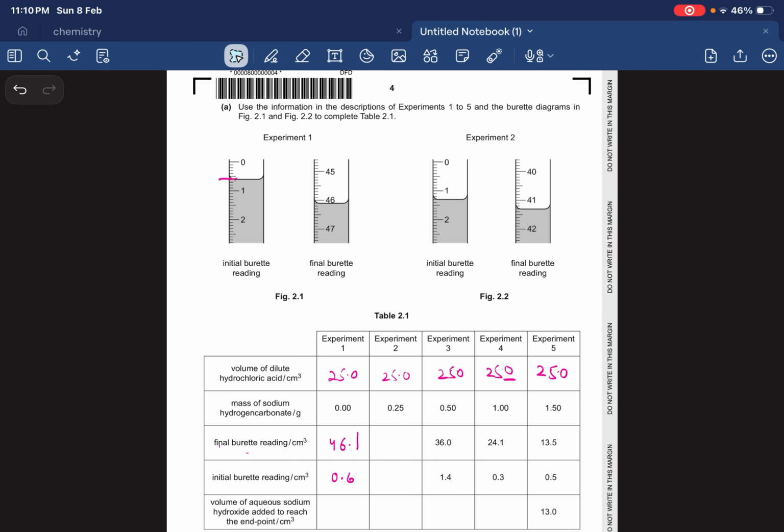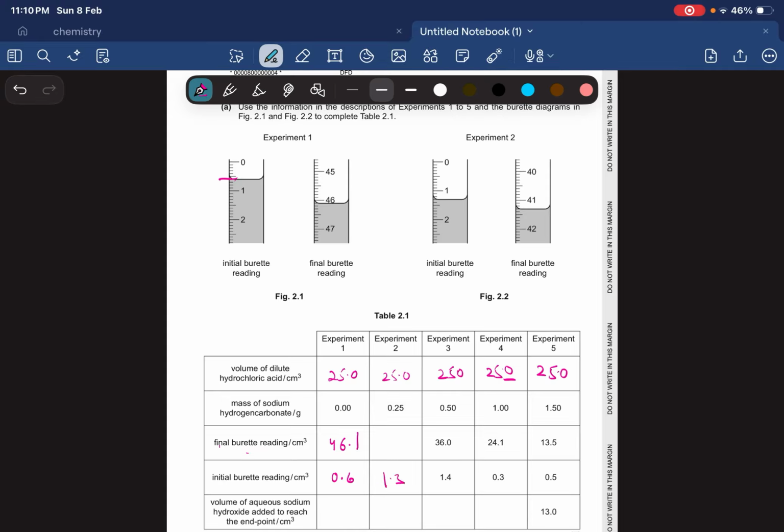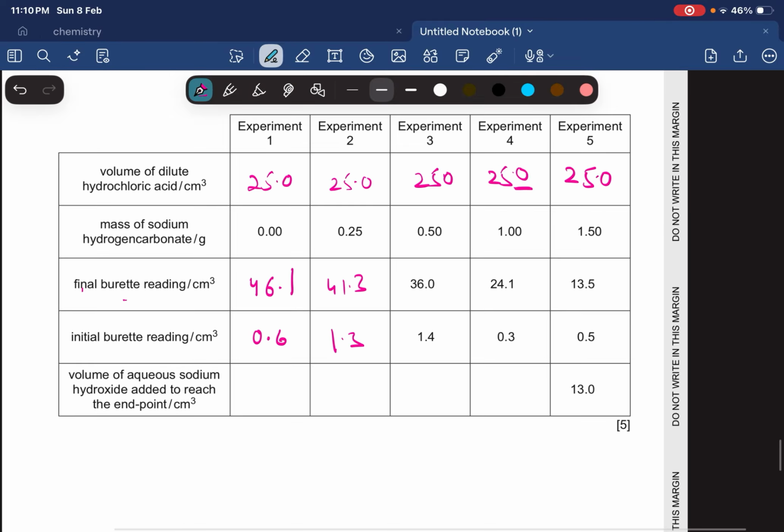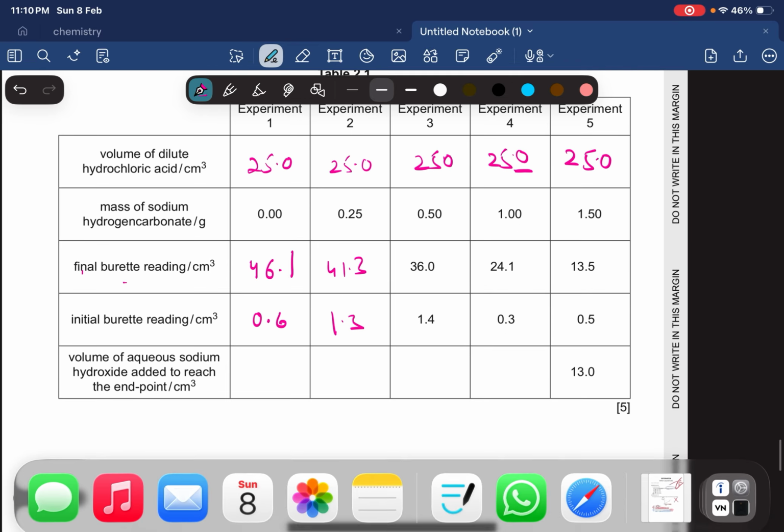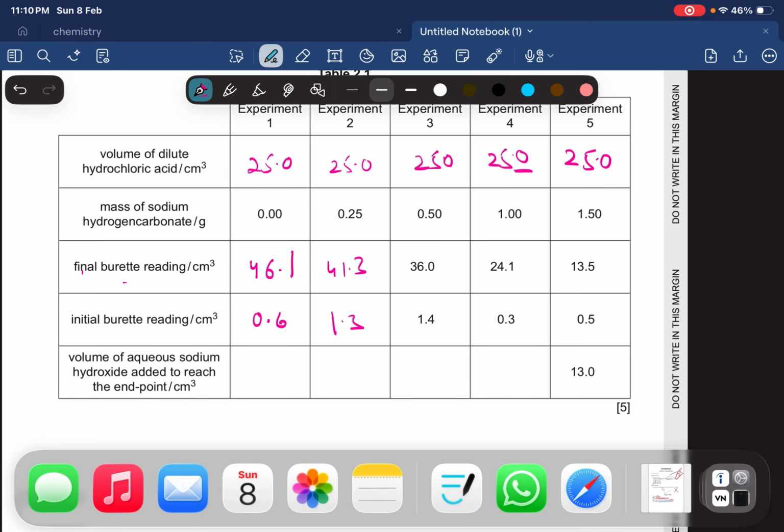Read 1.3 and this one's 41.3. Now we've got to calculate the volume. With this we need a calculator. Okay, 46.1 minus 0.6.